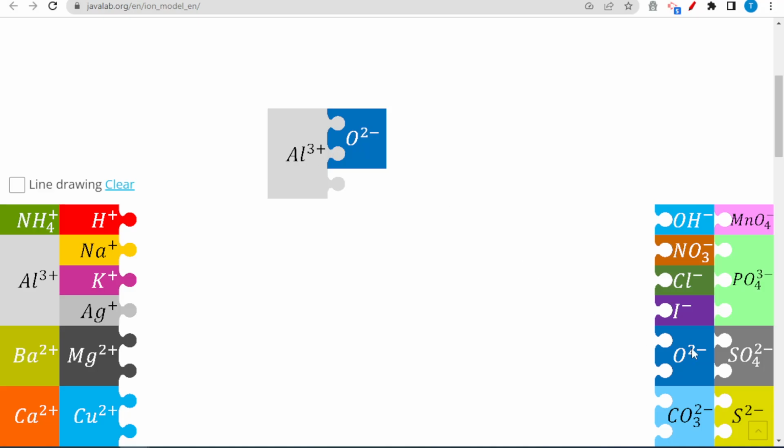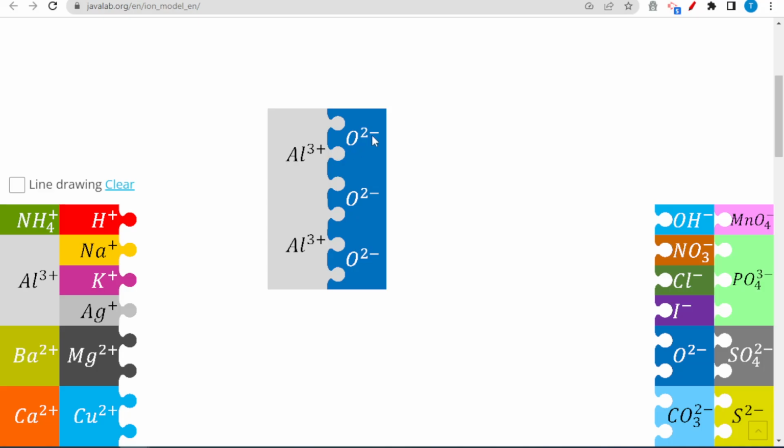3 minus 2 does not equal 0, so we'll add an oxygen. Now 3 minus 4 still doesn't equal 0, so let's add an aluminum. 6 minus 4 still does not equal 0, so let's add another oxygen. Now we have 6 minus 6, and that gives us 0. So to do this, we need 2 aluminum and 3 oxygen. Overall, that gives us the 0 charge.